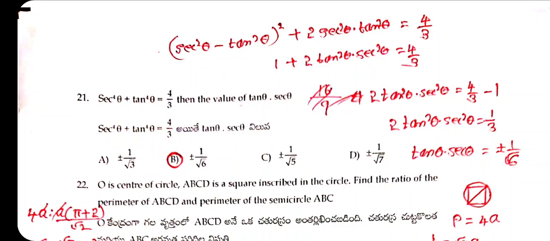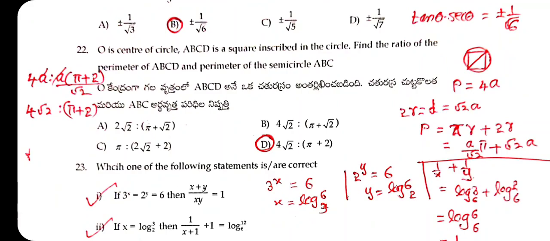We know very well secant square theta minus tan square theta is equal to 1. So 1 square means 1. This 1 we bring to that side, minus 1. 4 by 3 minus 1 means that is 1 by 3. 2 is multiplying; if you bring it to that side, it is dividing. So 3 2s are 6. Square, bring to that side means root, that is plus or minus. So plus or minus 1 by root 6 is the answer.